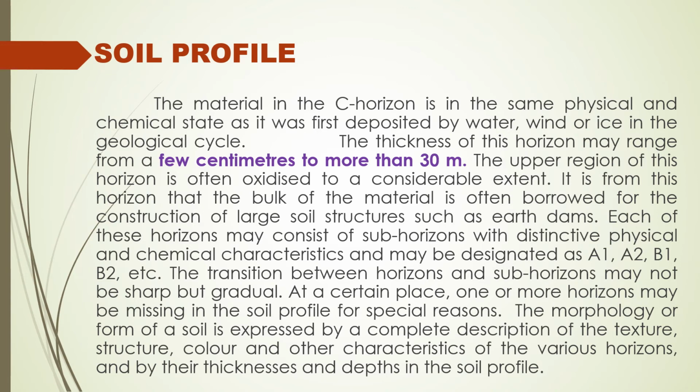Each of these horizons may consist of sub-horizons with distinctive physical and chemical characteristics and may be designated as A1, A2, B1, B2, etc. The transition between horizons and sub-horizons may not be sharp but gradual. At a certain place, one or more horizons may be missing in the soil profile for special reasons. The morphology or form of a soil is expressed by a complete description of the texture, structure, color and other characteristics of the various horizons and by their thickness and depths in the soil profile.